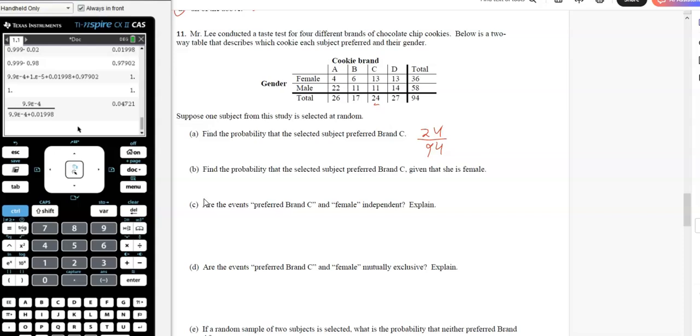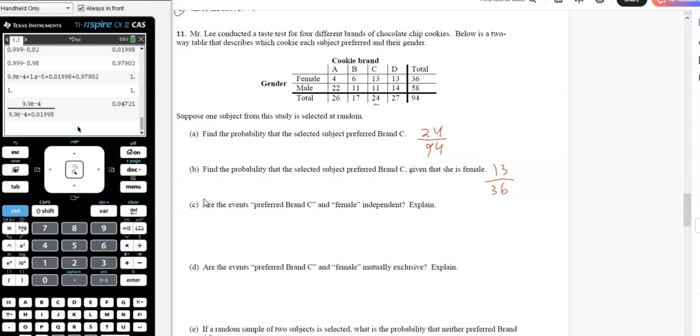Find the probability that the selected subject prefers brand C, given that she's a female. So for the denominator, we have a total of 36 females. And out of those 36 females, brand C is 13.